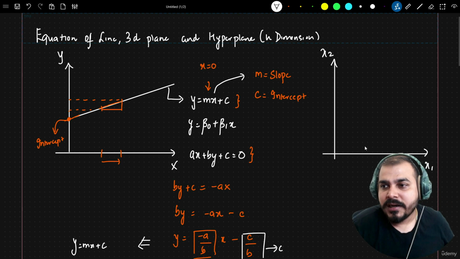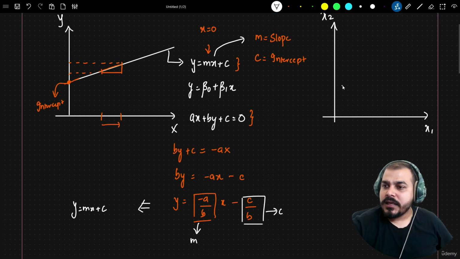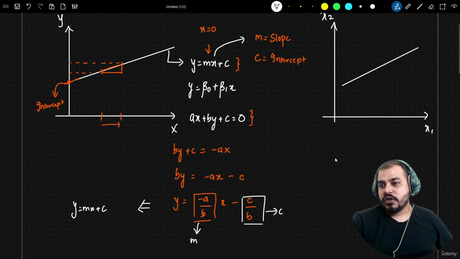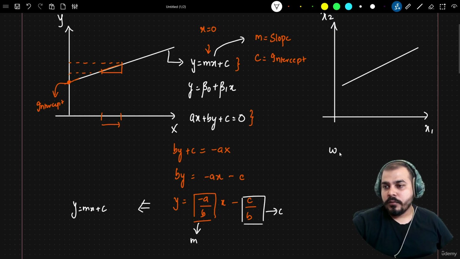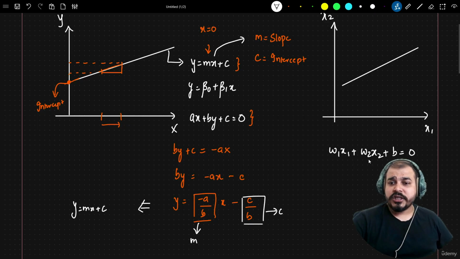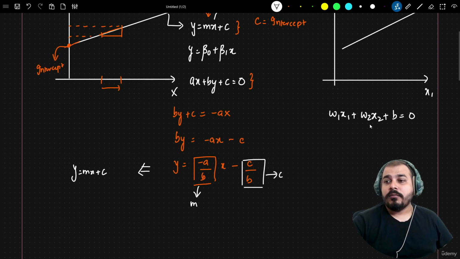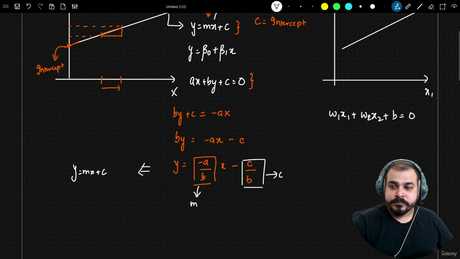Okay. Now in this particular case, I can also give the equation of a straight line which looks something like this: w1 x1 plus w2 x2 plus b is equal to 0. Now this equation also matches the earlier equation. Here you can see that instead of a I'm writing w1, instead of x I'm writing x1. Similarly, instead of b I'm writing w2, instead of y I'm writing x2, plus b is equal to 0. B basically becomes the intercept. Okay. Now in this particular case, you can see I have two important things.